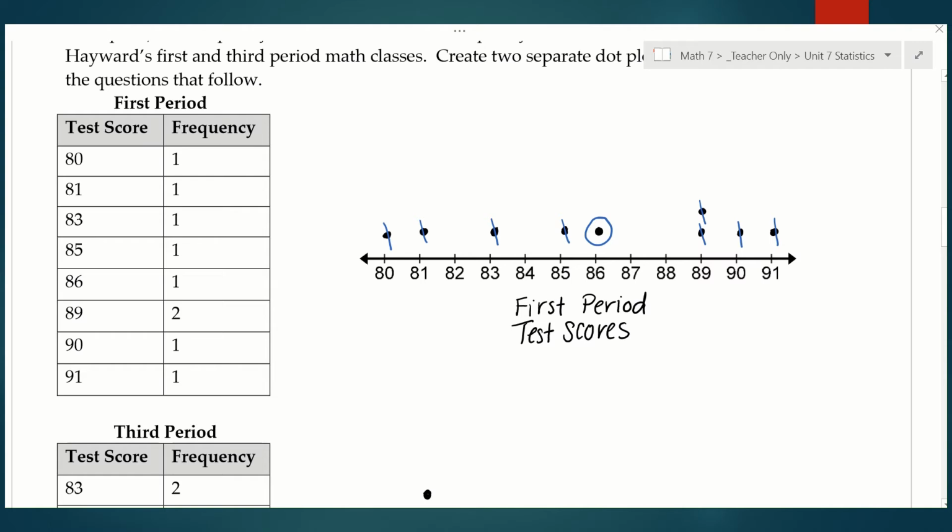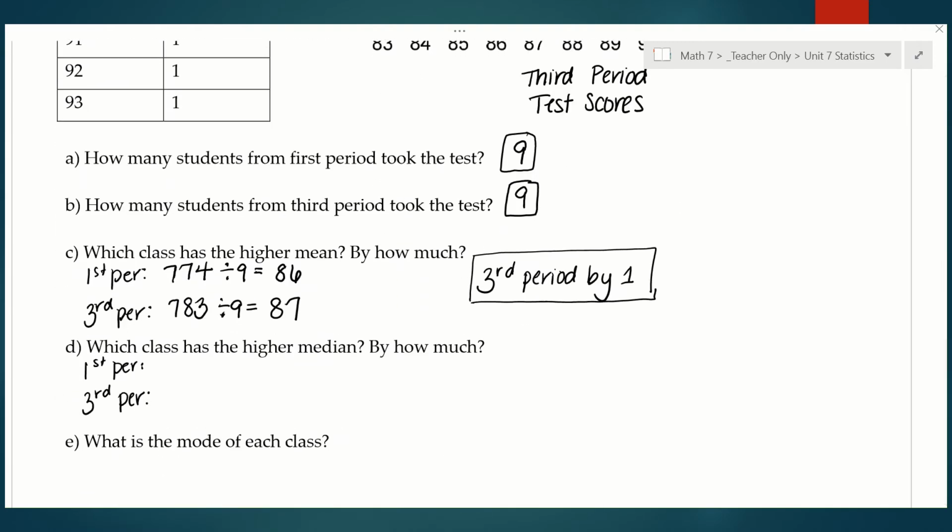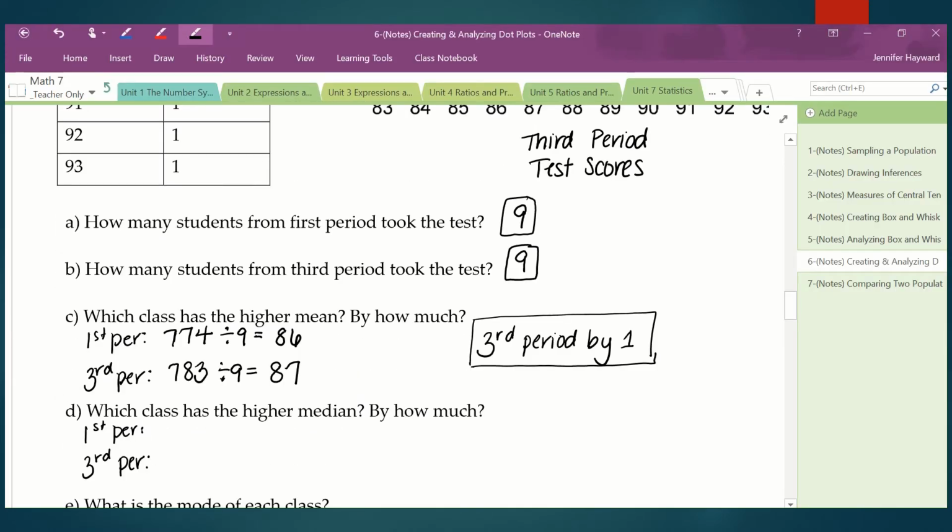And so that makes sense that we were left with 1 in the middle because there were an odd number of dots. So anytime you have an odd number of dots, you will have 1 point in the middle. If there's an even number of dots, you're going to have 2 left in the middle, and then you have to find the average of those 2. Okay, so 86 is the median for period 1.